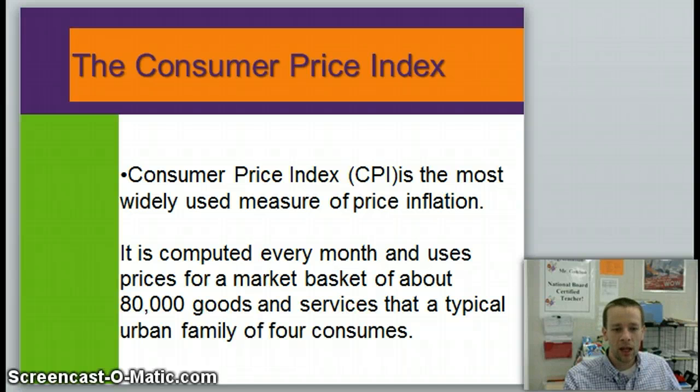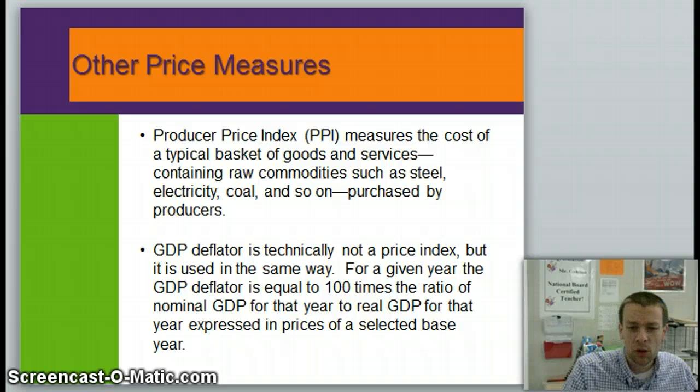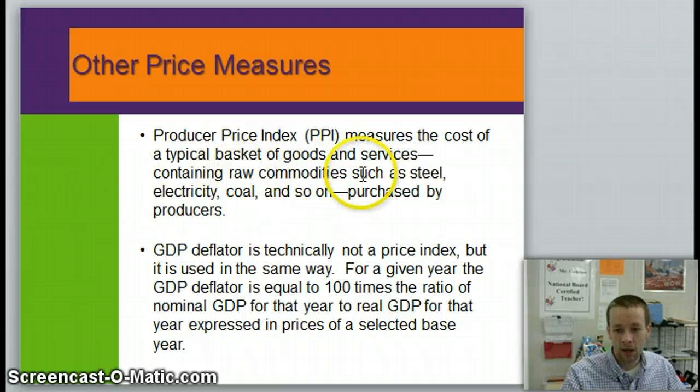Now, we can also look at two other price measures. The producer price index measures a similar idea, but only on what producers are buying. They're not buying finished products like a family might be, that the consumers might be. They're buying raw commodities, steel, electricity, coal, and so all of these purchased by producers count towards the producer price index. We can also use a measure called the GDP deflator.